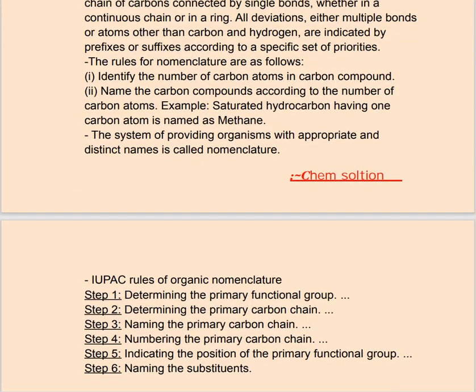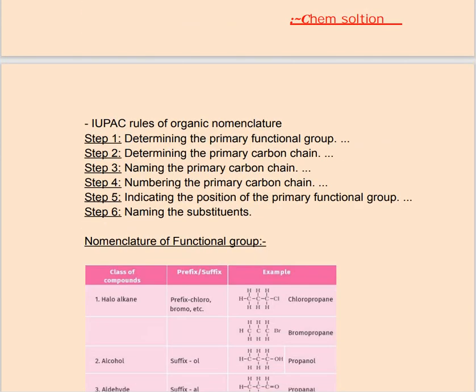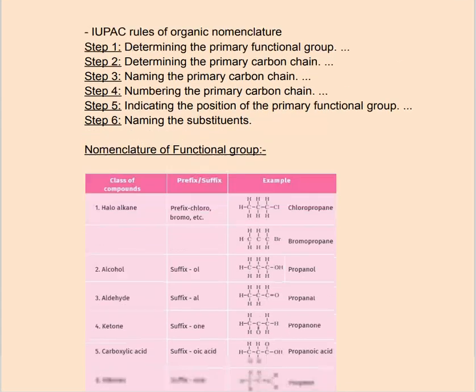Nomenclature: as we see, we have to number the carbon chain first. The longest chain we have to number first, all the carbon atoms of a carbon compound. You have to see whether it is saturated or unsaturated. First of all, these are some rules to determine the IUPAC nomenclature. IUPAC is the International Union of Pure and Applied Chemistry, in which the functional group is also used.